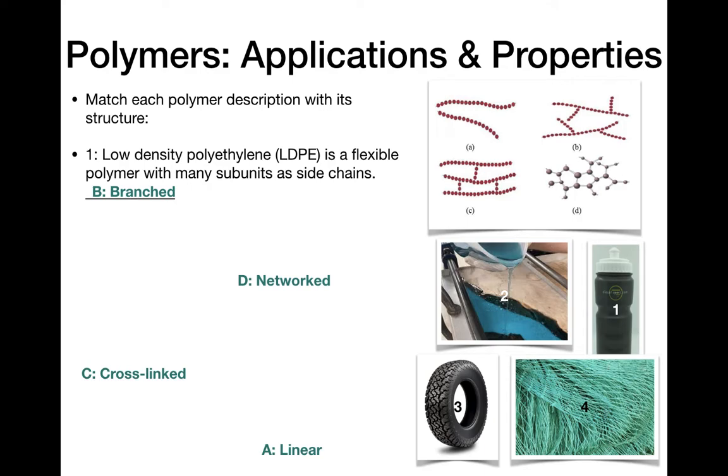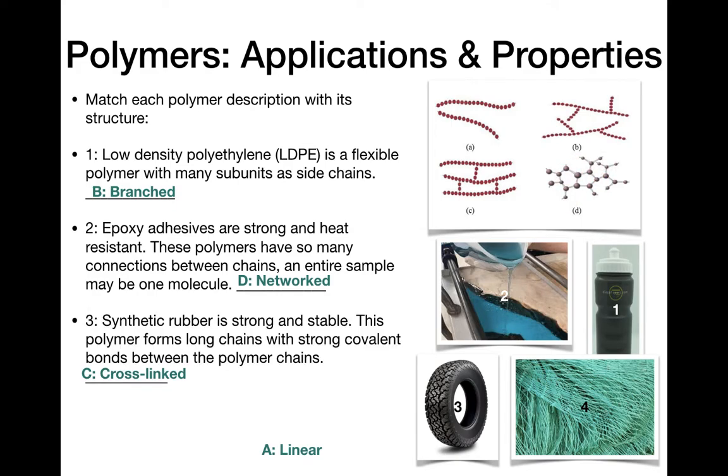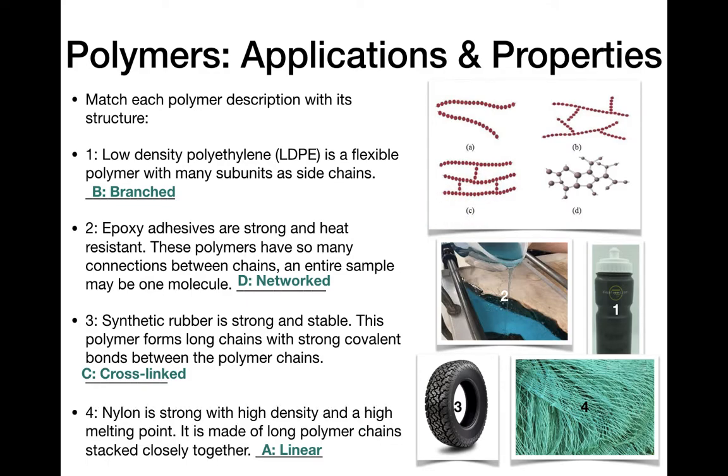All right, so low-density PE is a branched one. We have many subunits, that's this one here, B. Epoxies are these networked ones, very, very strong. Cross-linked is the synthetic rubber, that would be C, and linear is nylon here. These chains are stacked, they're not bonded. And so these are all polymers, but with very different properties, very different things.